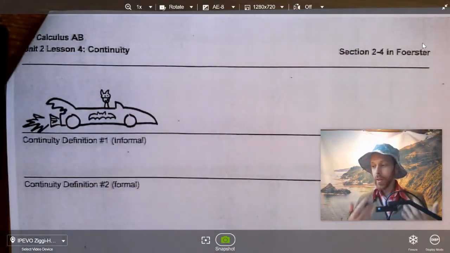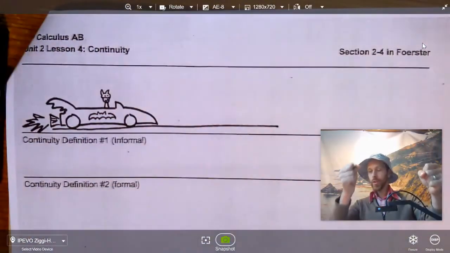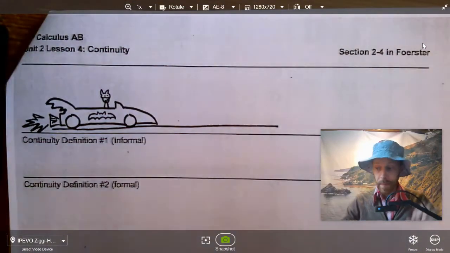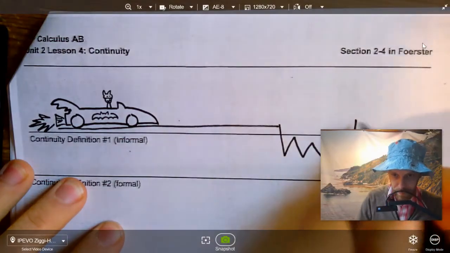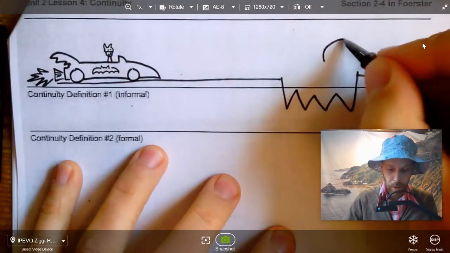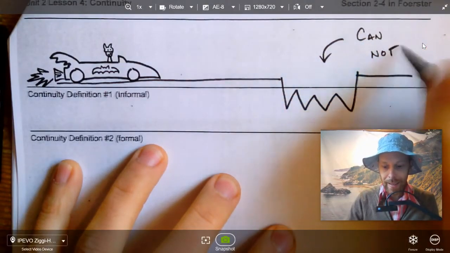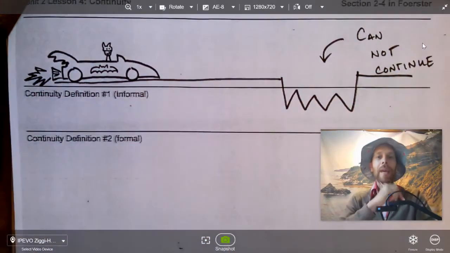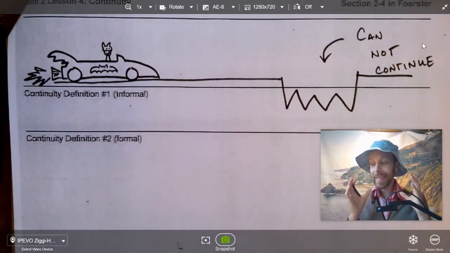Okay, so there you are. You're in your car and you're driving along in your car. You're driving, you're driving. Oh my goodness, stop! There's a hole! There is a hole in the road, and as a result, you cannot continue. And if you cannot continue, that means that the road is not continuous.